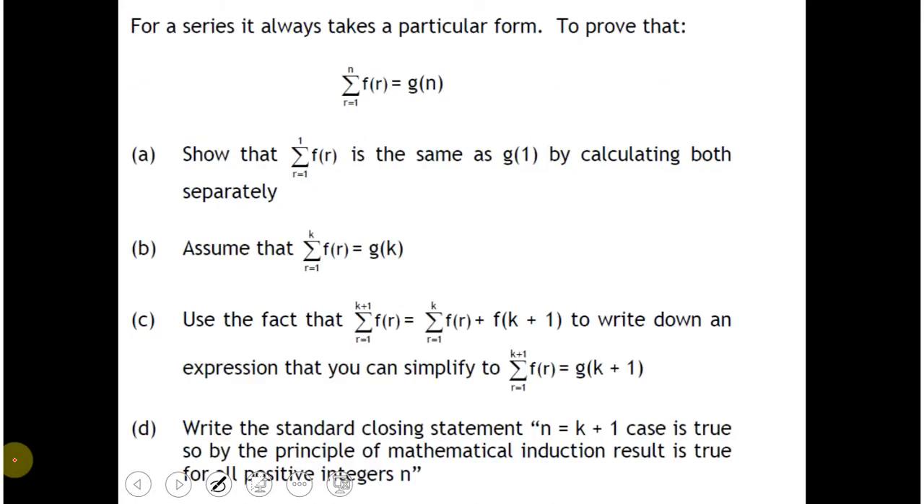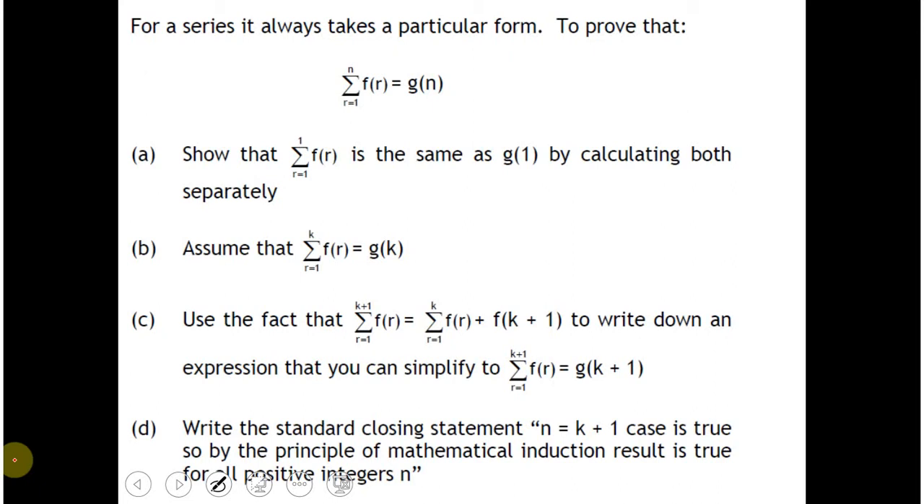For a series, it always takes a particular form. To prove that the sum from r equals 1 to n of f of r equals g of n, then part A, show that the sum from r equals 1 to 1 of f of r is the same as g of 1 by calculating both sides separately.